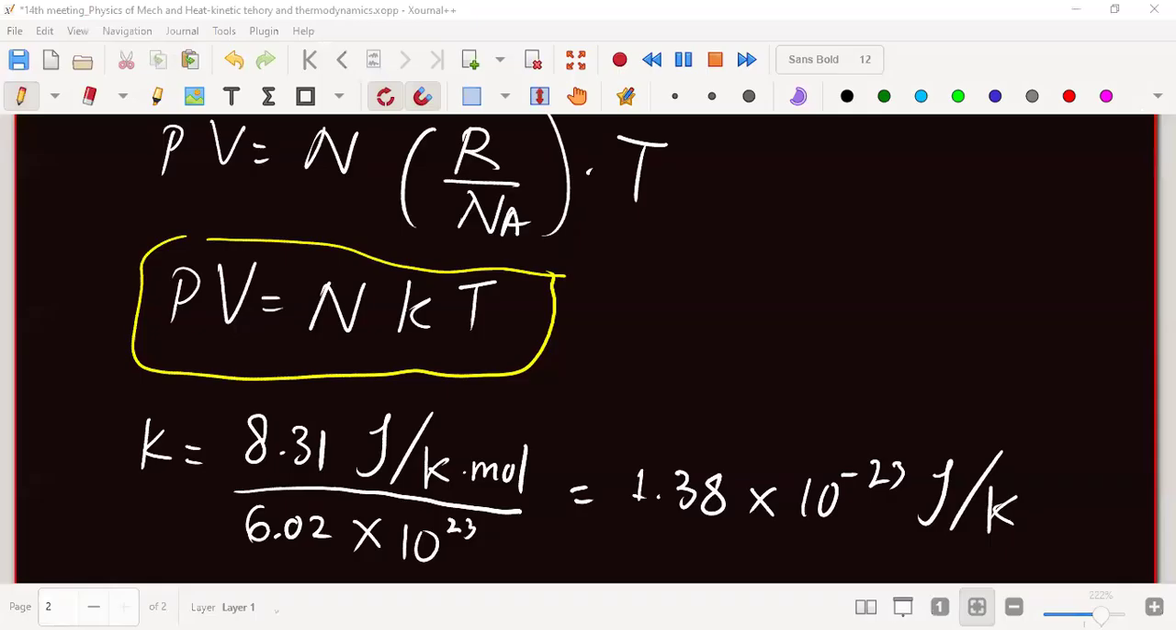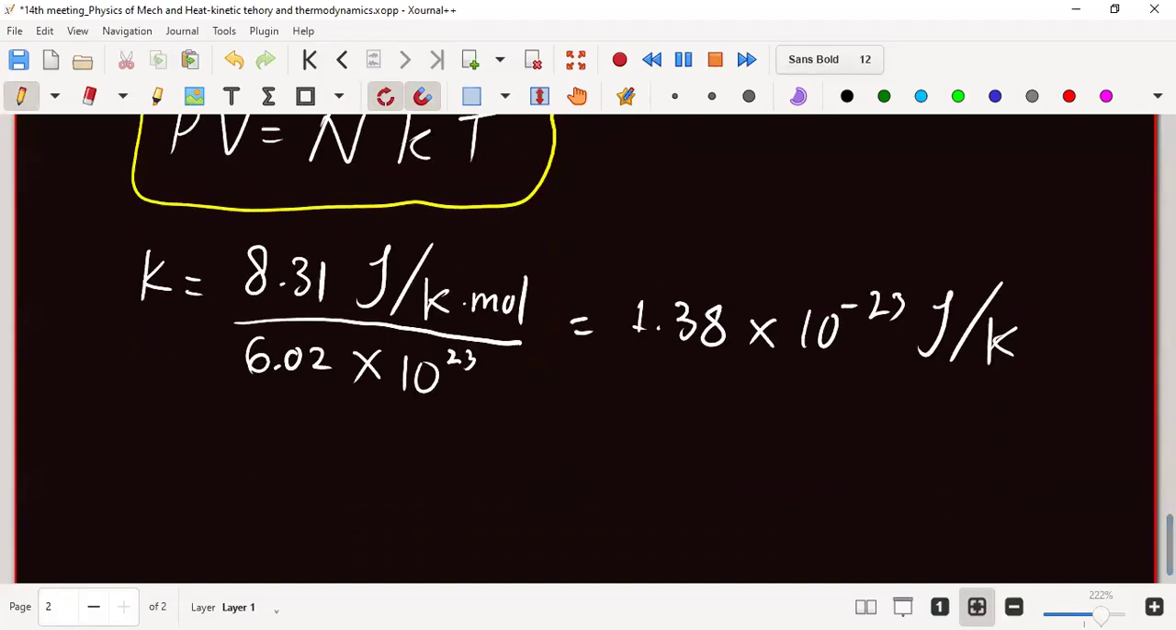Okay, any question for the ideal gas? So here is the Boltzmann constant.